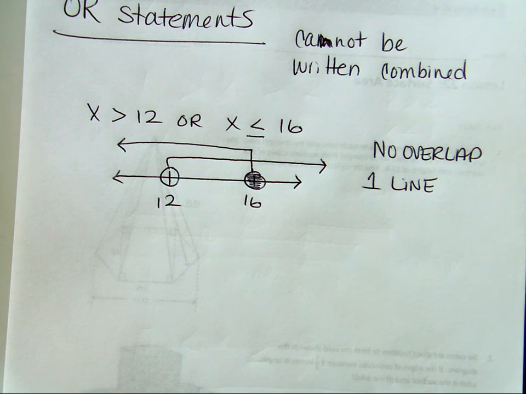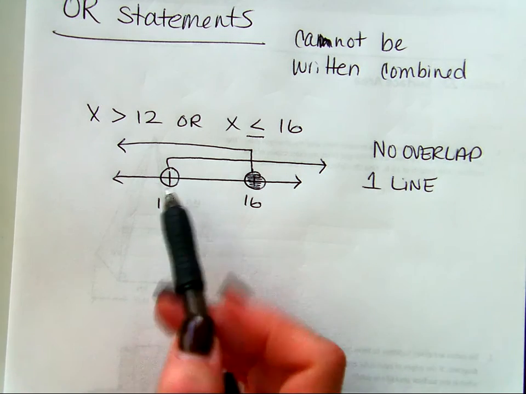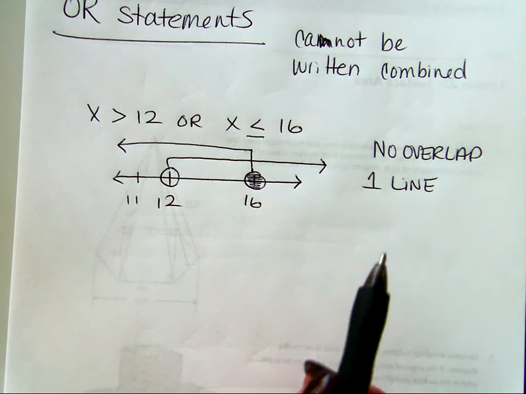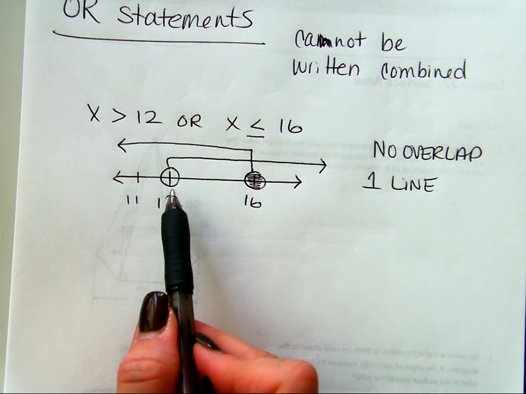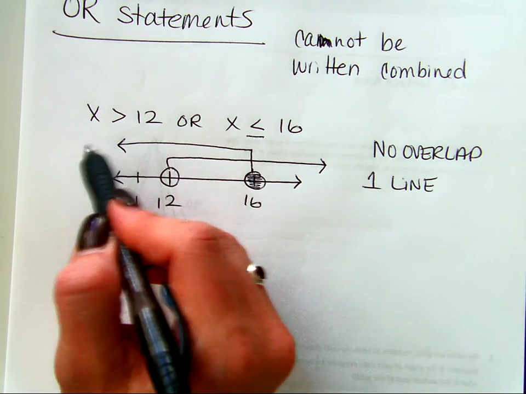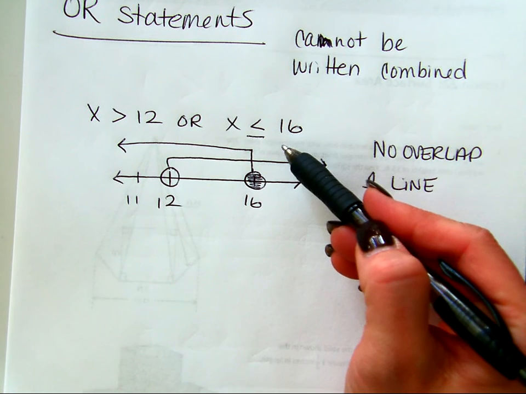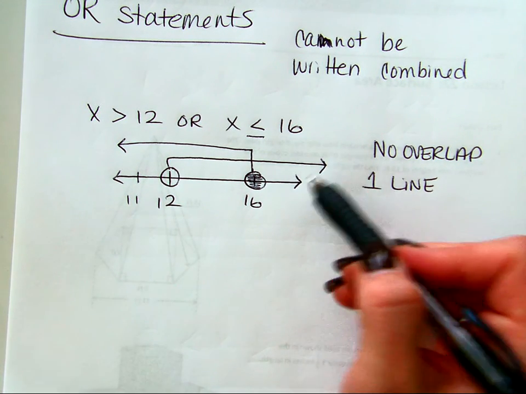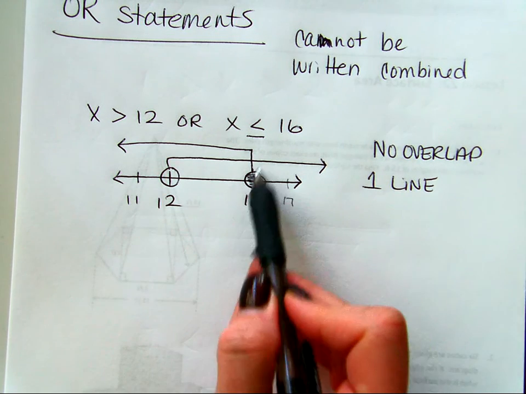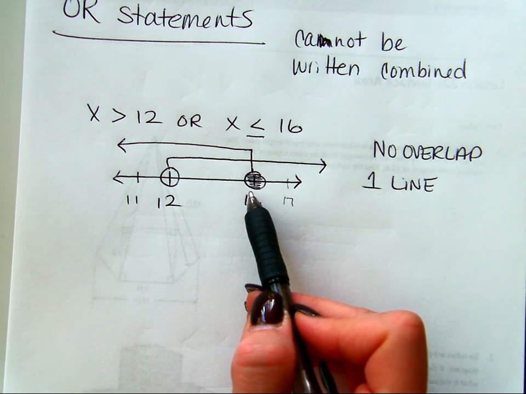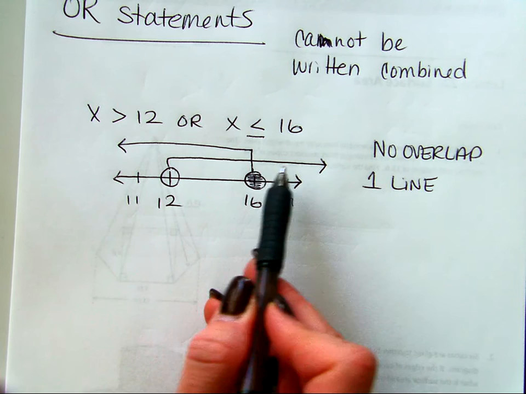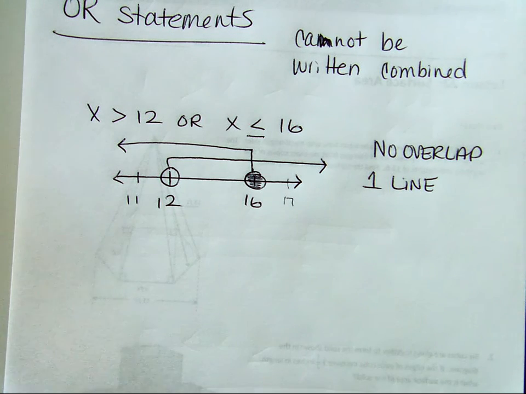Everywhere, right? So let's pick 11. Is 11 greater than 12? Nope, but that's okay because it doesn't have to be. As long as it's less than or equal to 16, it's good, right? Is 17 less than 16? No, but that's okay. It doesn't have to be. It's greater than 12. Do you see what I mean? It has to just fit one of them. And doesn't every single number fit at least one of them? Some fit both, but that's okay still, right?